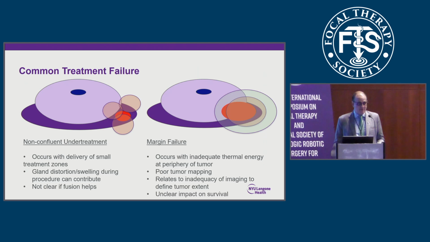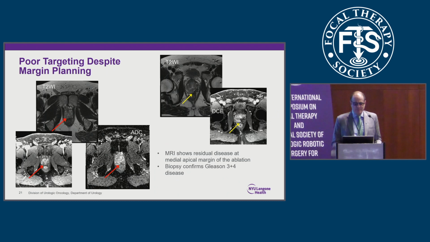Why do people fail? Well, it can be because of a non-confluent effect in the treatment zone, but on the right you see more commonly that if you misplace your treatment, you misalign it, you may find that you miss the edge of the tumor. And this is an example of that. A patient I treated with HIFU for an apical tumor on the left, and you can see on the right in the bottom panel, there's a subtle DCE abnormality along the ablation cavity, and the patient had residual disease and required retreatment.